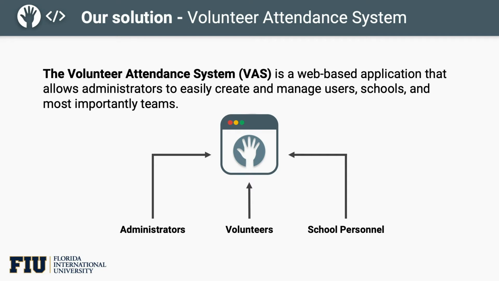All three different types of users, which are the administrators, volunteers, and school personnel, can log into our system. Administrators can create and edit all these different types of entities, which are the users, schools, and teams, like I've said. Volunteers can log into the system and see the teams that they have been assigned to, as well as the team members' contact information, as well as the school personnel contact information. And lastly, the school personnel can log into our system and see the teams that have been assigned to their school.